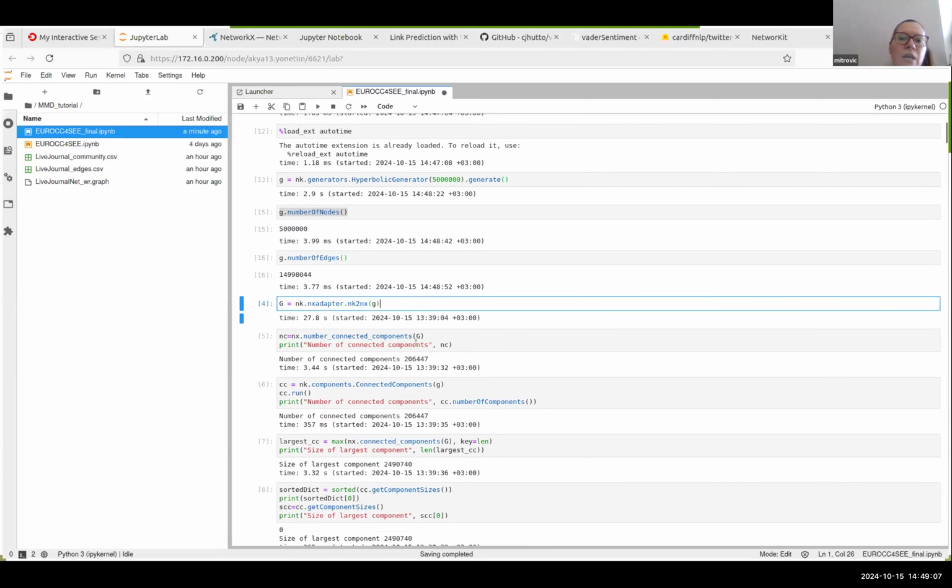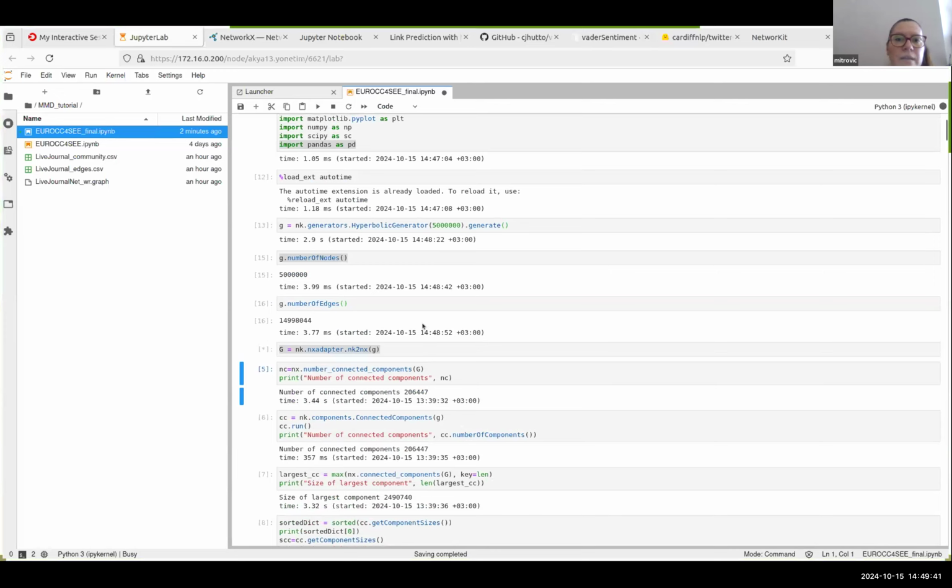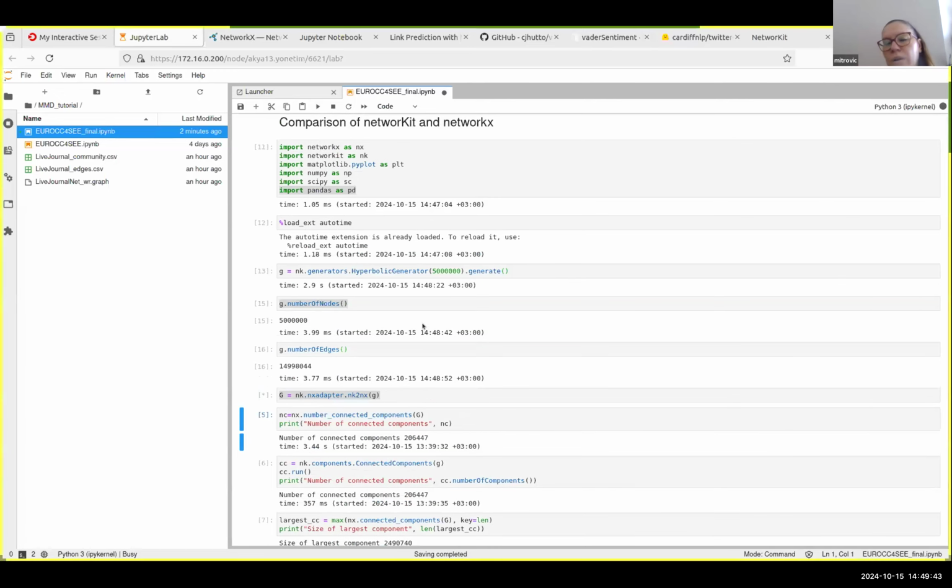But before that, because we cannot use the same container for graphs in NetworkKit and NetworkX, I want to translate my graph created in the NetworkKit environment to the NetworkX environment. For this, I will use a class that already exists in NetworkKit. It will take a little bit of time, but before that, let me just say one thing.